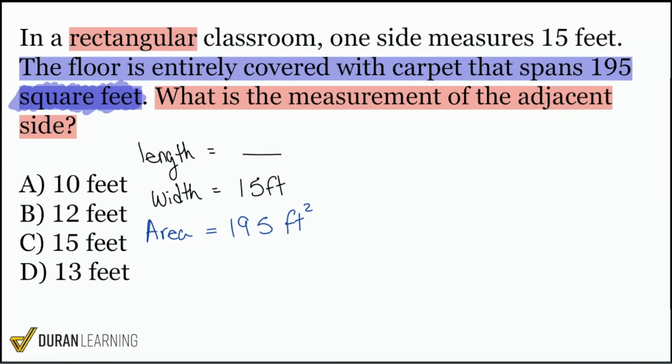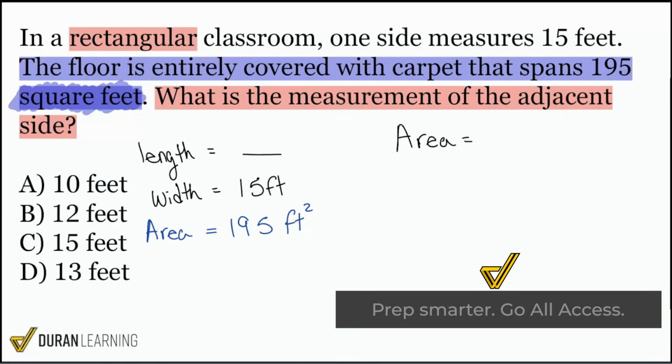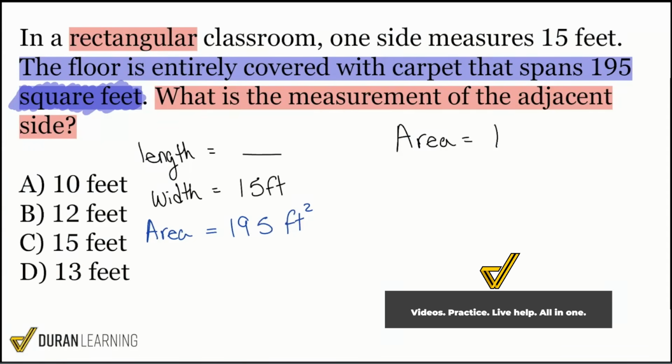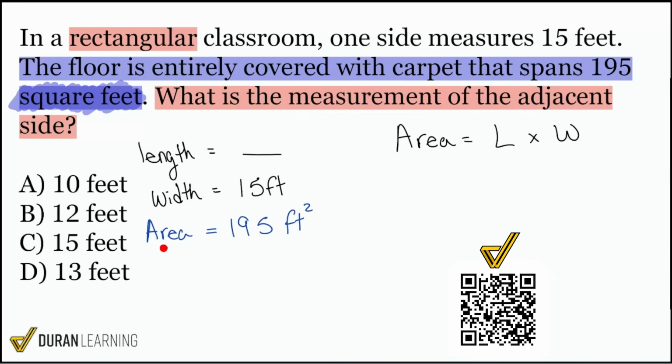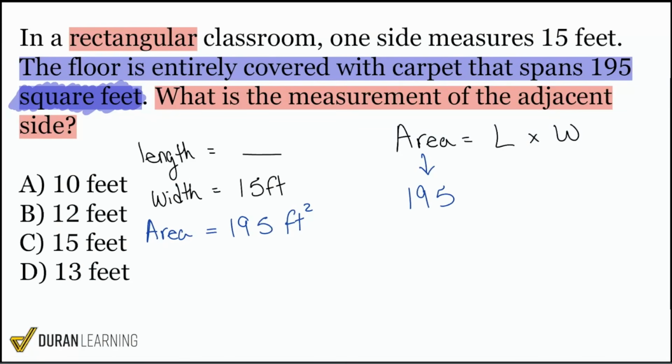So here we go, my party people. We have area of a rectangle equals what? Pop quiz, give it to me. The area of a rectangle, and the formula is length times width. Because we know that the area is 195, we want to replace the area with 195. Again, nothing too complicated, just replace things where they go. We also know that our width here is 15 feet, so we'll write L times 15.